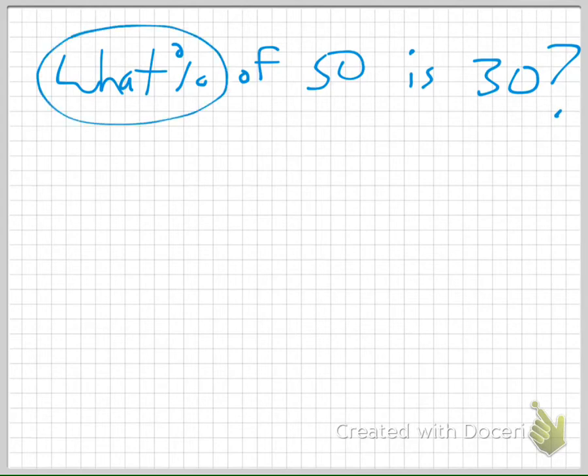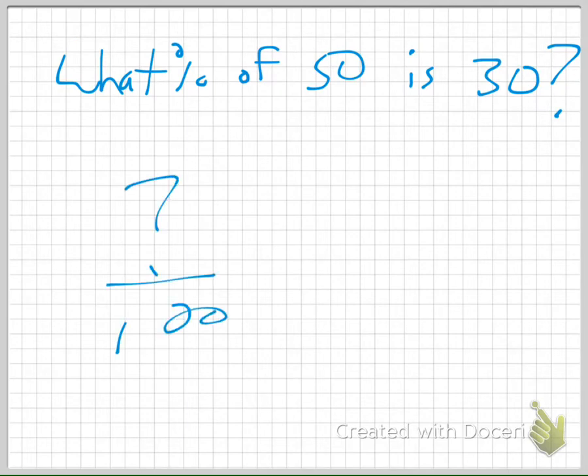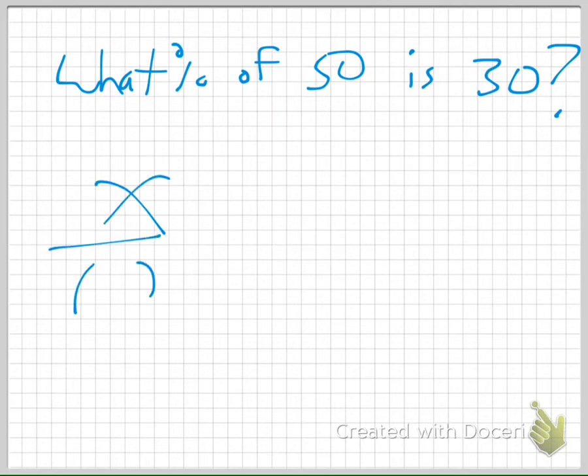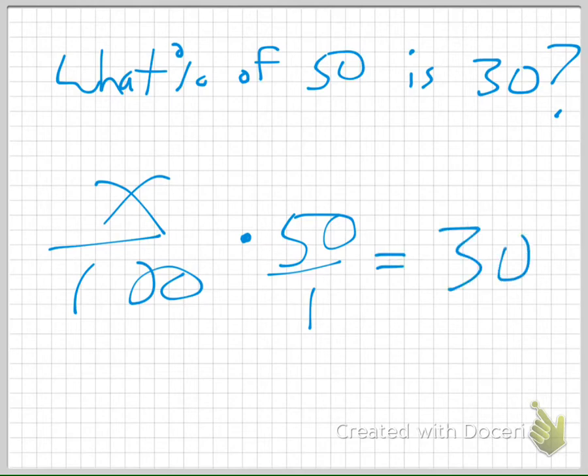How do I write down what percent? Question mark over 100 would be totally fine. Now, in algebra, you don't use question marks. You use letters, a variable, right? So if you ever hear the words what percent, you go, oh, x over 100. It's that simple. So x over 100 of 50 means times 50 over 1, and is means equals 30. We've just set up our problem.